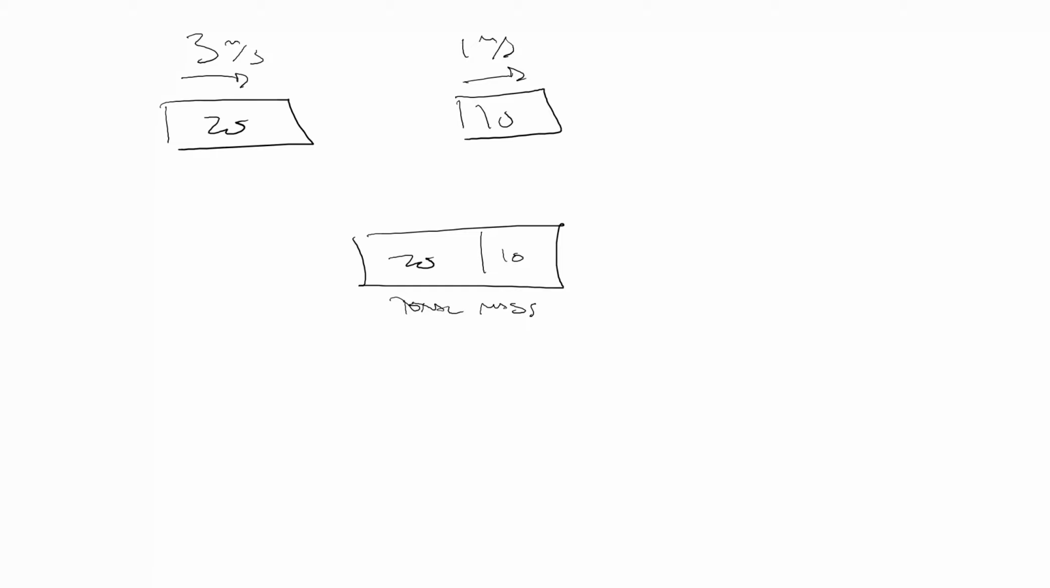But first I have to find out my initial momentum. So here 3 times 20 equals 60. And this is 1 times 10 equals 10. Now, since they're both going in the same direction, I'm going to add both of these momentums together. So 60 plus 10 equals 70. So that is my net momentum, 70 kilogram meters per second, kg m over s.